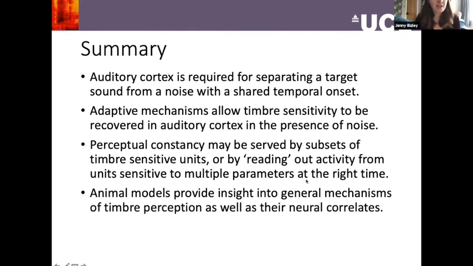And really, everything that we learned in the awake behaving animals, we'd already seen in the anesthetized animals. So this is a case where doing things in the proper, correct way didn't actually buy us that much more information. Information is multiplexed. If you look at the right point in time, you can extract invariant representations. And my final conclusion is, I think animal models can be really useful for providing insights into general mechanisms of timbre perception.